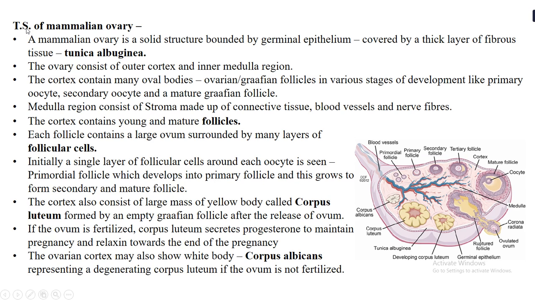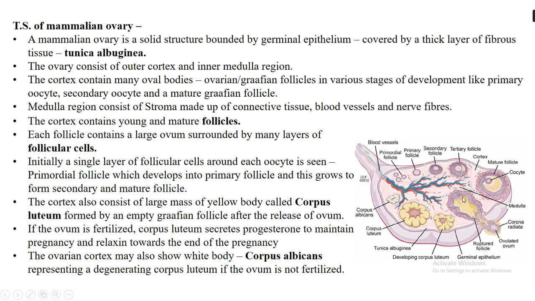Next specimen that can be kept is the TS of mammalian ovary. Now, the mammalian ovary is a solid structure which is bounded by germinal epithelium. So this is the germinal epithelium, and it is covered by a thick layer of fibrous tissue, which is called tunica albugina. So this fibrous tissue that you see is tunica albugina. The ovary consists of the outer cortex, and then there is the inner medulla region.